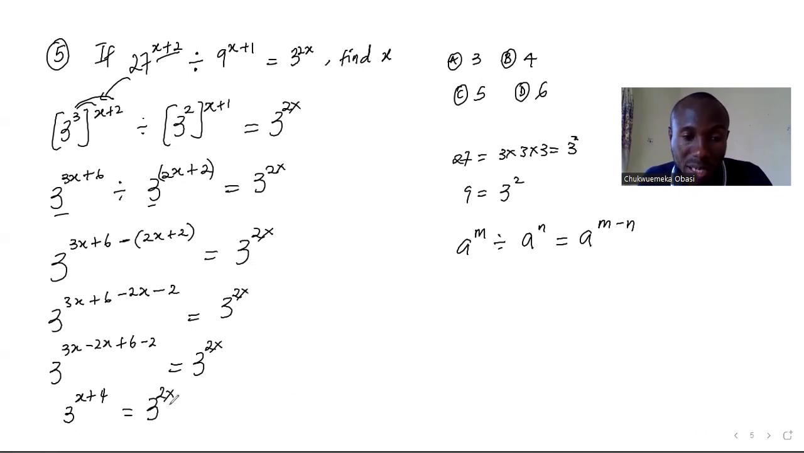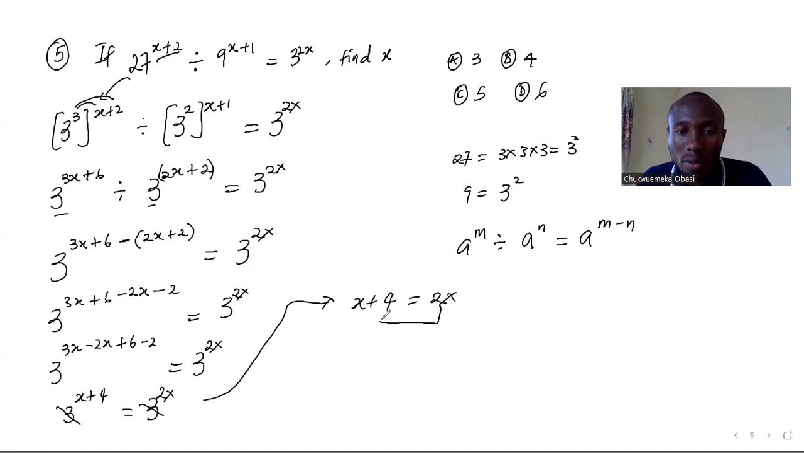Now the bases are the same, we can now cancel out the base and equate the exponent. So we equate the exponent, we have x plus 4 equal to 2x. Collect like terms, take this guy to this side and take this guy to this side. So we have x, when this one comes over, it becomes negative 2x, equal to, when this positive 4 goes over, it becomes negative 4.